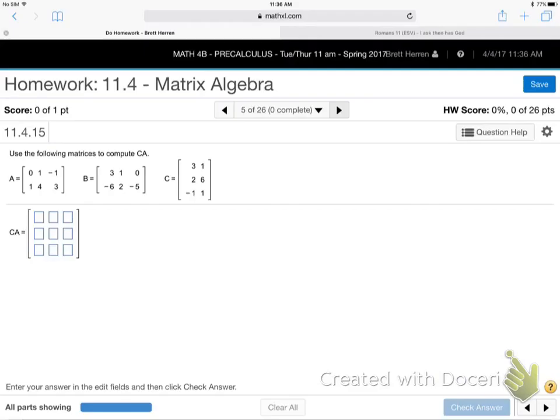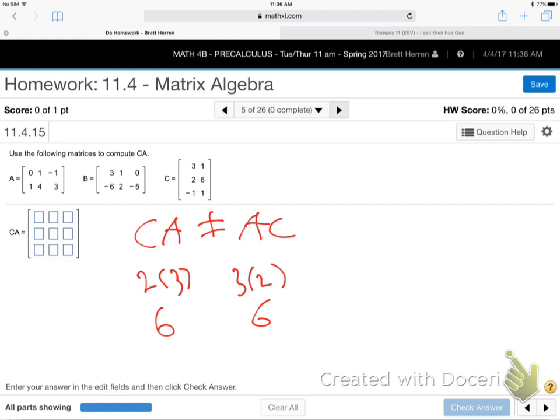I just want to show you that it does, because it's different than what we're used to. We're in a whole new world, the matrix world, right? And so the rules are different than what you're used to for normal numbers. CA is not the same as AC, which we're not used to. With plain old numbers, the order never matters, right? 2 times 3 is the same as 3 times 2. It's 6 either way you do it. Who cares what order, right? But that's not the case when it comes to matrices.